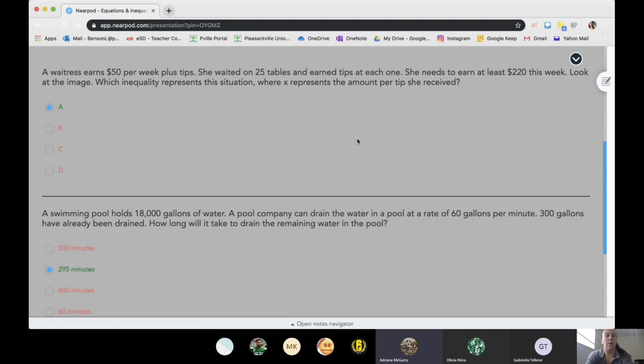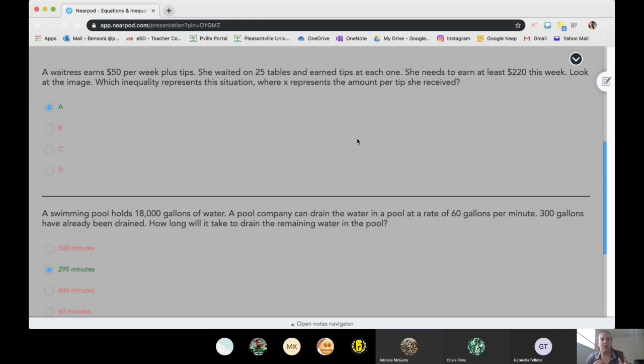Okay, cool. So the first question: she already earns $50 as her base pay, so her salary is $50 a week plus tips. Waiters and waitresses' hourly wage is not super high because they get tips on top of it. For example, a teacher makes obviously more than $50 a week, but we don't get tips. So it's a little bit different.